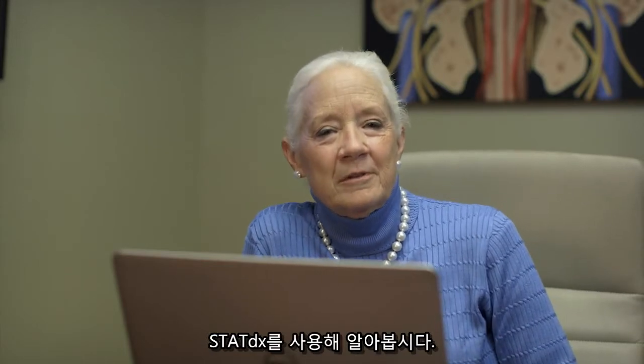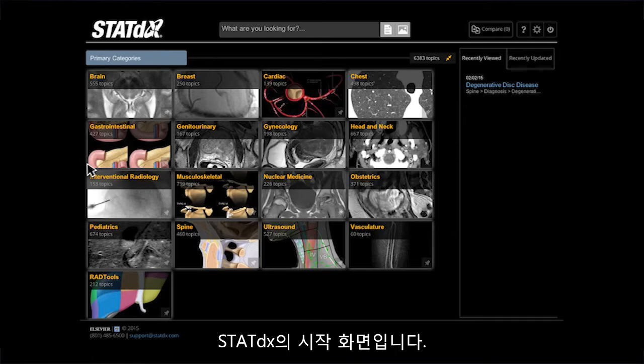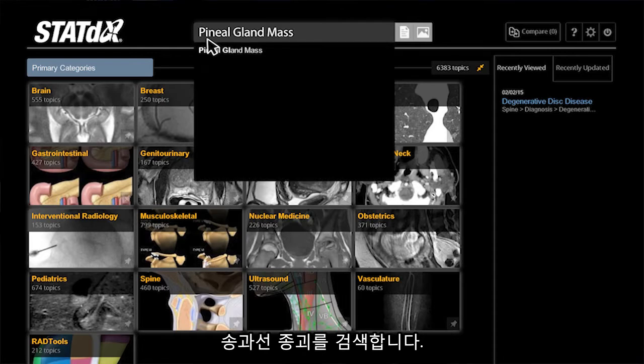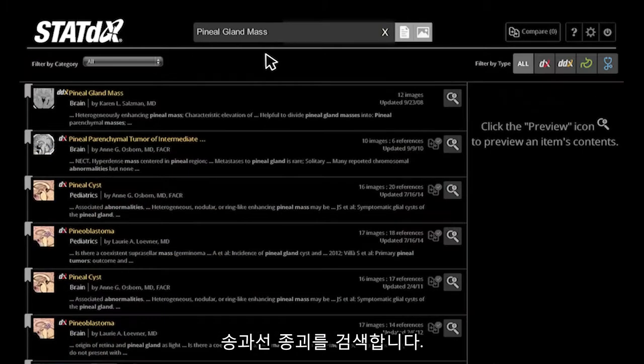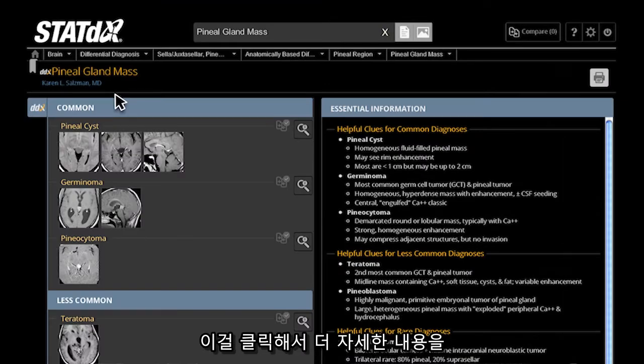What can you do? Well, you can fire up STATdx. Here's the opening page of STATdx. Pineal gland mass. Right at the top of our list is a differential diagnosis, a DDX, for pineal gland mass. So let's click on that and have a look.